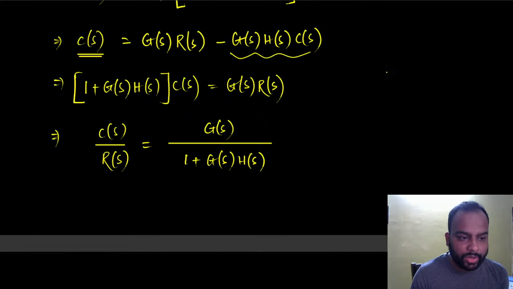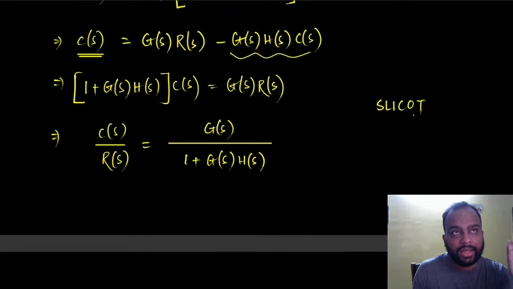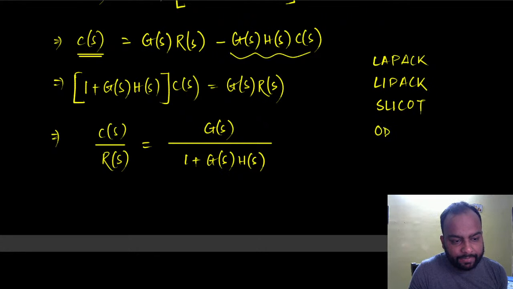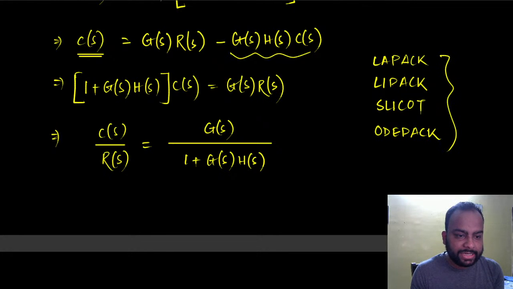In fact, just to tell you, there used to be a Fortran library called SLICOT. Just do a Google search. This was a Fortran library developed back in the 1980s, and that had all the control system modules built in. So whatever you needed to design a control system, you would have those modules in this SLICOT library. Just like you have LAPACK, you have LINPACK, you have ODEPACK. These are some popular Fortran libraries that people have used for ages.